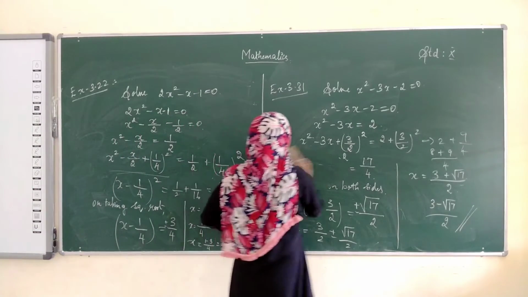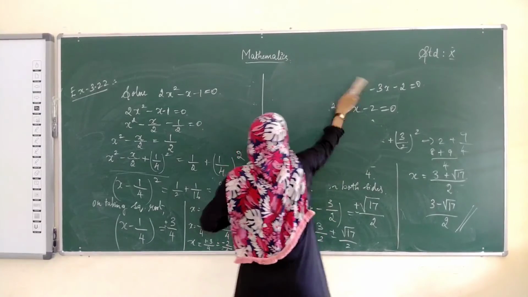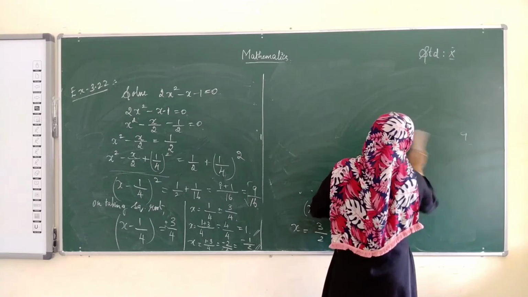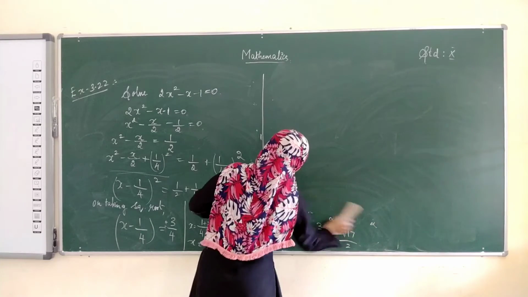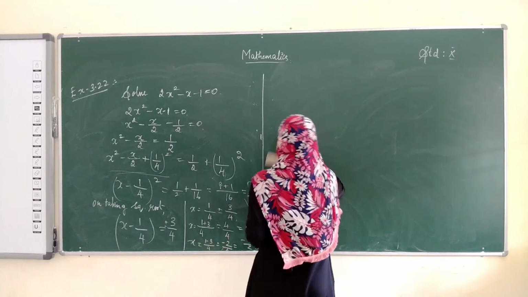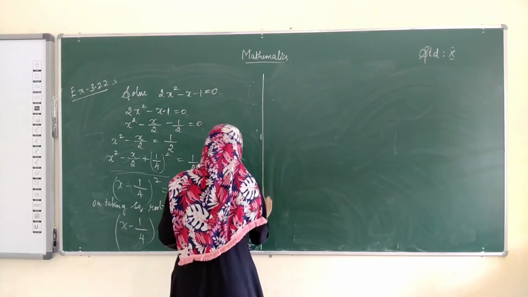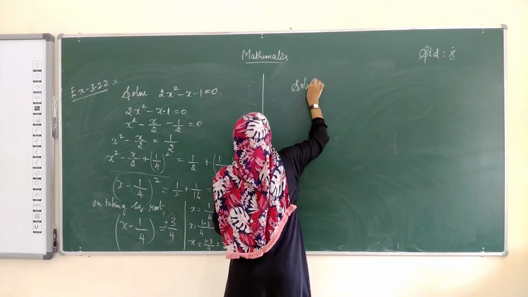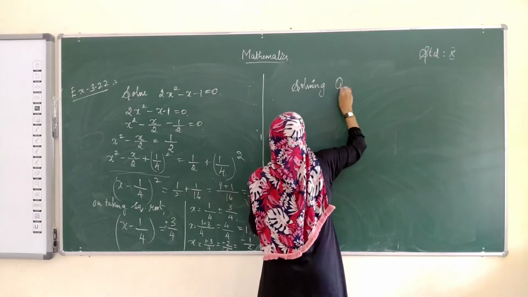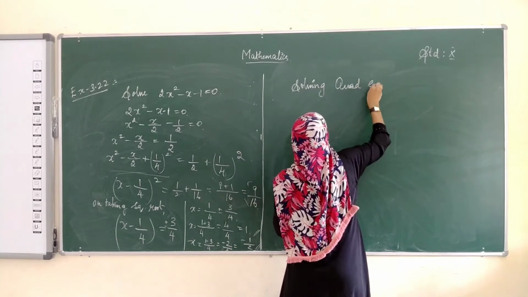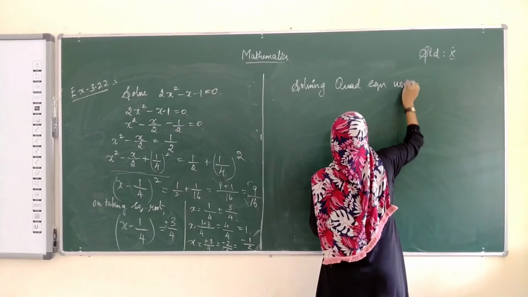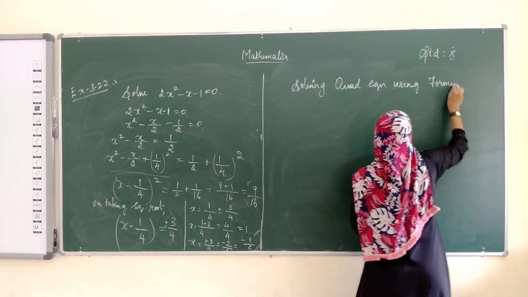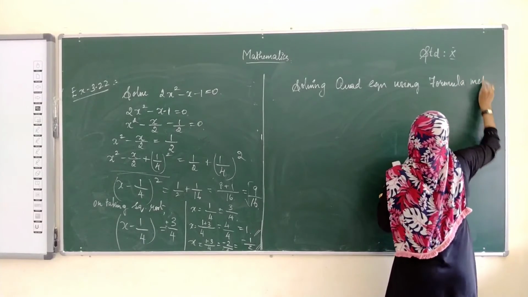Okay. So till now, what have we seen? We have seen solving the quadratic equation using the completing the square method. So the remaining one method we have, right? What's the method? Using the formula method. That is, solving a quadratic equation using the formula.